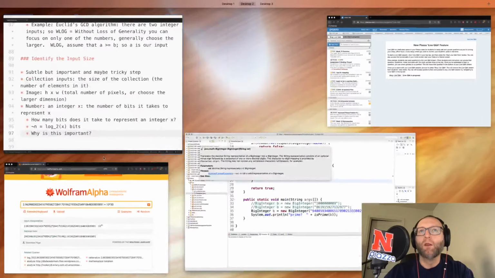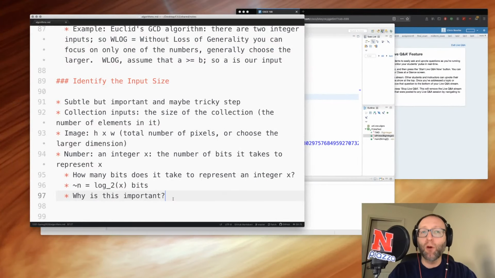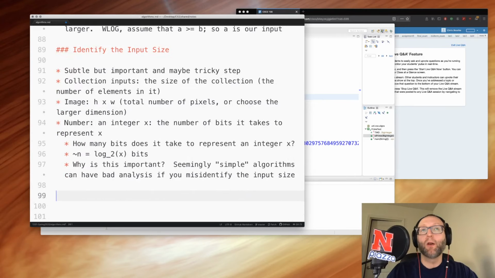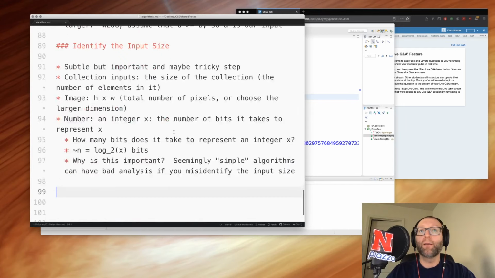Right? So to bring this all back, why is this important? It's important because seemingly simple algorithms can have bad analysis if you misidentify the input size, right? So you still have to be careful on the second step. Those are the first 2 steps. Identify the input size. Now, what about the elementary operation?